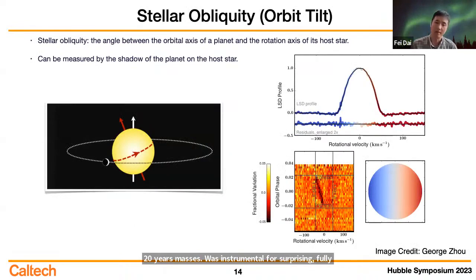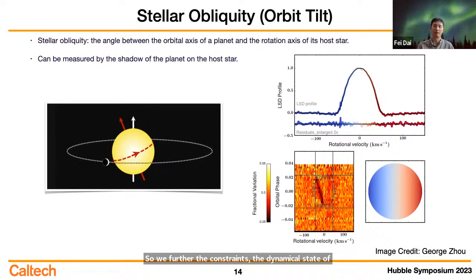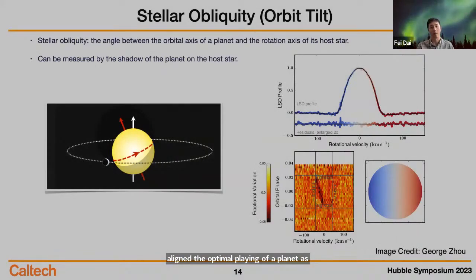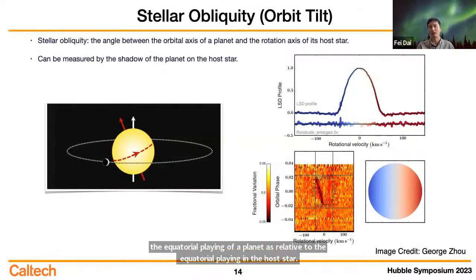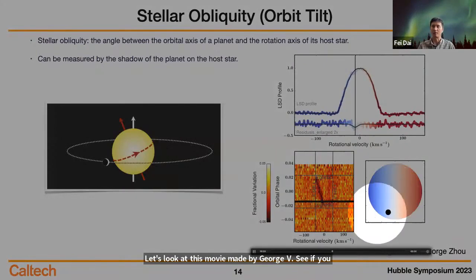So we further constrained the dynamical state of the system by measuring the stellar obliquity, which is how misaligned the orbital plane of a planet is relative to the equatorial plane of the host star. And a large misalignment is usually a signpost of a dynamically violent evolution that tilted the orbit of the planet. So to illustrate how stellar obliquity can be measured using high-resolution spectroscopy, let's look at this movie made by George Zhou. If you look at the bottom right panel, here we are seeing the surface of the star.